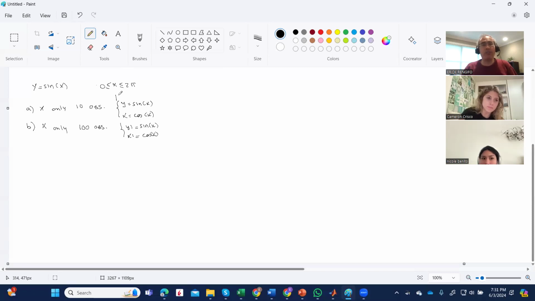So you need to first define x between this interval, okay? x is going to take the value of 0 to 2 pi, but with only 10 observations, and then another one with 100 observations. And then you create these variables, y, x and y1, x1. 1 minute to do that, guys. You know how to do that already. You must know it.